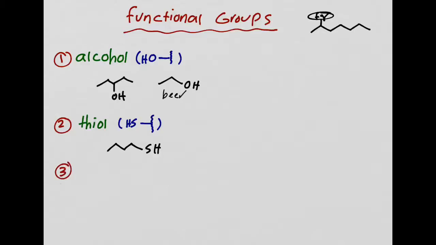Now, the next one is ether. Ether is when you have an oxygen sandwiched between 2 carbon. Okay? So when you have an oxygen sandwiched between 2 carbon. Here's an example. That's one ether. Here's another example of ether.